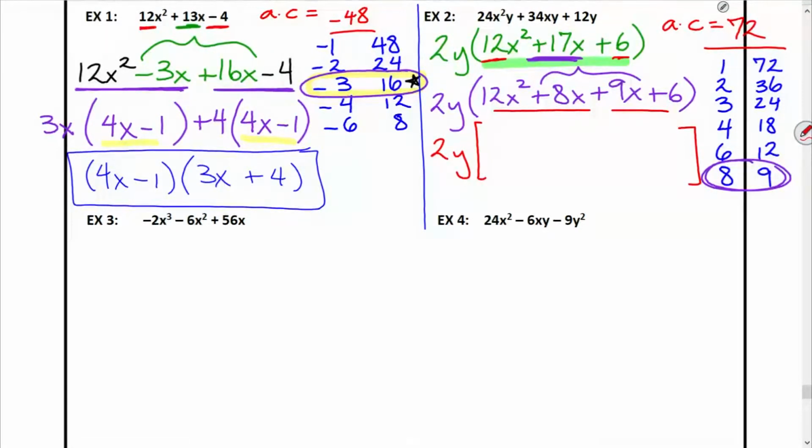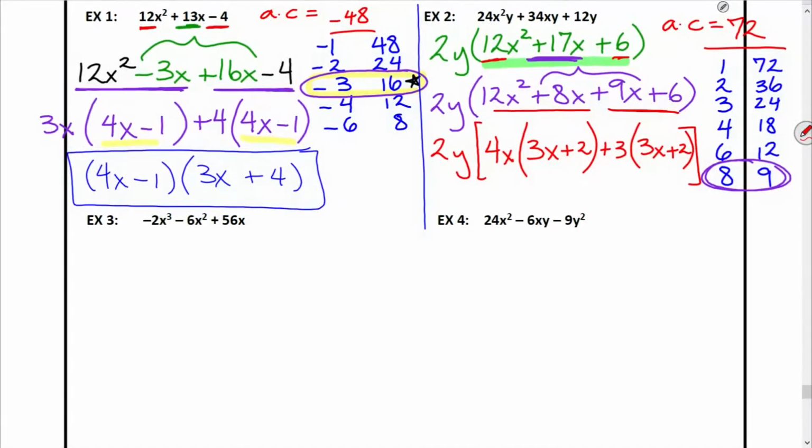The GCF of 12x squared and 8x is going to be 4x. I'm looking at the GCF of these first two terms. 4x times what is 12x squared? The answer is 3x. 4x times what is 8x? It's plus 2. All right, and the GCF of 9x plus 6 is 3, so plus 3. And 3 times what is 9x? The answer is 3x. 3 times what is plus 6? I get plus 2.